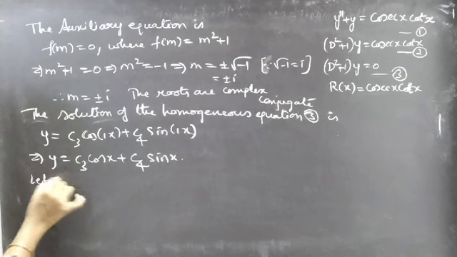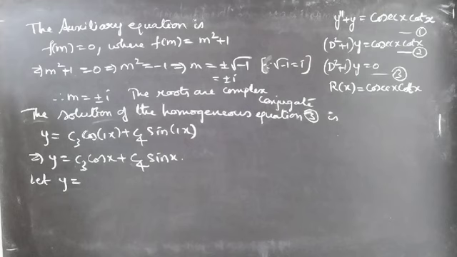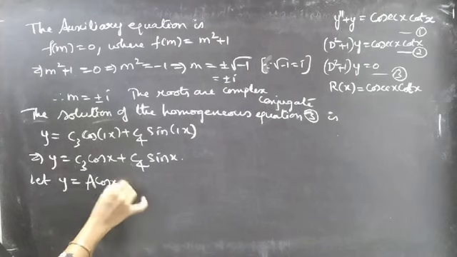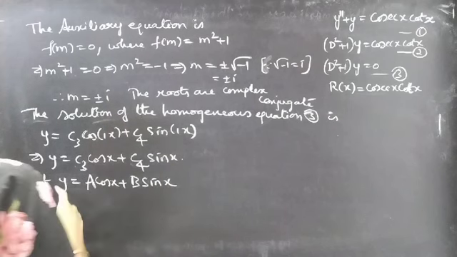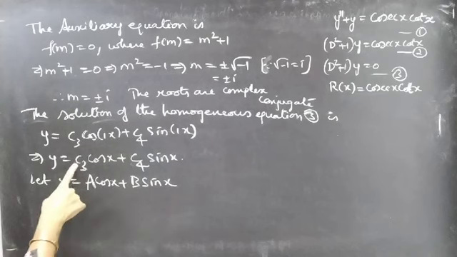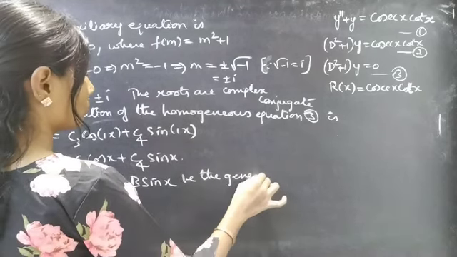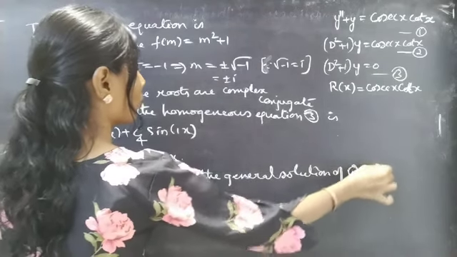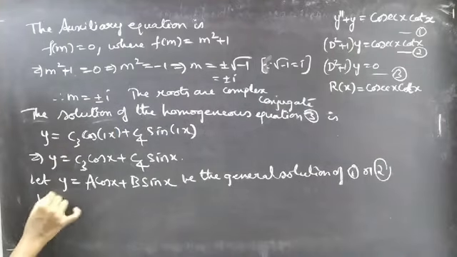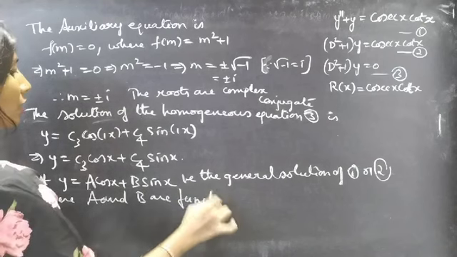Now let y equal to a cos x plus b sin x. We just replace these constants c3 and c4 with functions of x, a and b. Here a and b are functions of x. Let this be the general solution of equation 1 or 2, where a and b are functions of x.